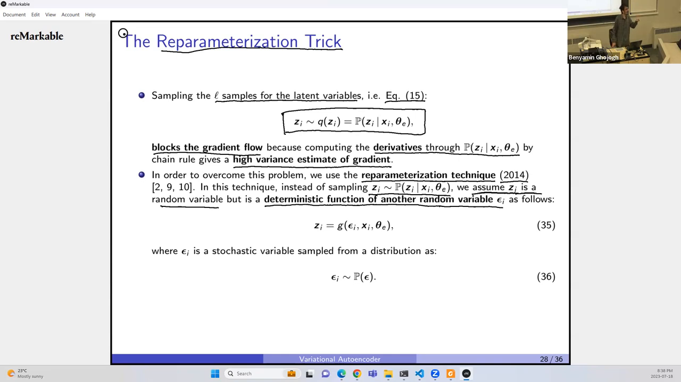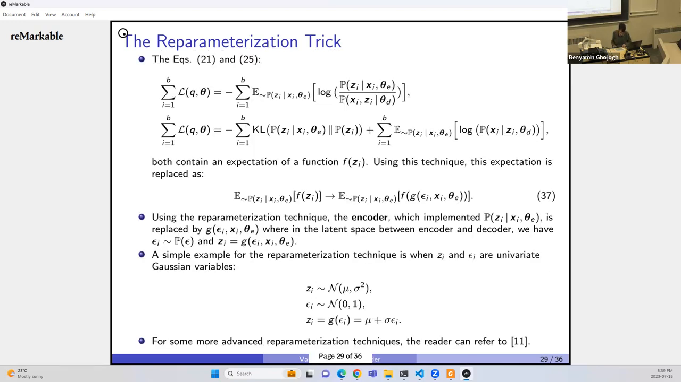It's the same thing. Zi is random, but rather than saying that I've sampled it, I consider it as the output of a deterministic function of another random variable, epsilon i. So I can write it as this, and this function is denoted by G here, where epsilon i is a stochastic variable sampled from a distribution. Epsilon i is a random variable sampled from some probability. Okay. These were equations 21 and 25.